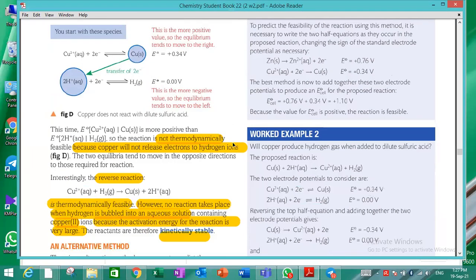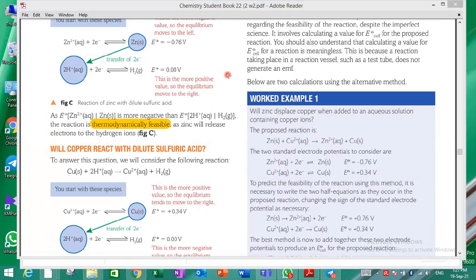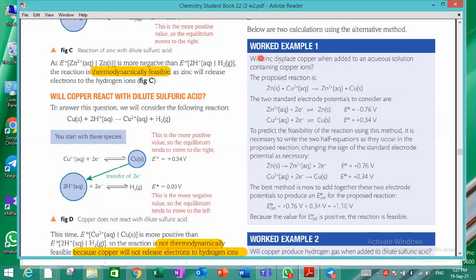So here it says, will zinc displace copper when added to an aqueous solution containing copper ions? It means, will zinc displace the copper ions, forming zinc ions and copper? They are asking us the question, will zinc displace copper when added to an aqueous solution containing copper ions?